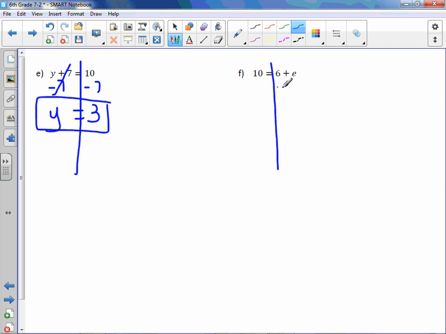To get rid of a positive 6, I'm going to subtract 6 from both sides. 10 minus 6 is 4 equals 6 minus 6 is 0. Bring down the e. 4 is the solution.